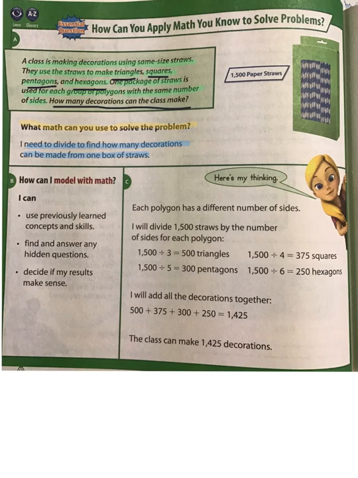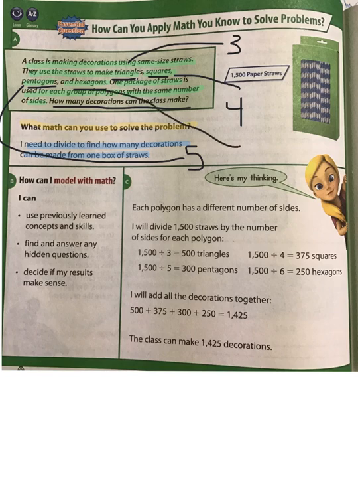So we know that for triangles, there are 3 sides. And squares have 4 sides. Pentagons, as we just learned in calendar the other day, have 5 sides. And hexagons have 6 sides. Now that we know that, we are able to solve our problem.